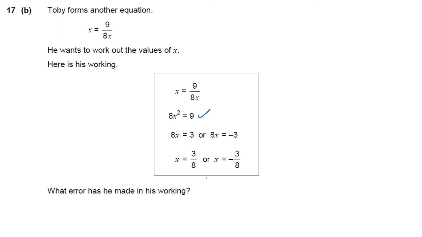That bit's right. However, when you take the square root of 8x squared, then you're going to get root 8 times x. Okay, so Toby has forgotten to take the square root of the 8 there. So that's the error. Okay, so forgot to square root the 8.